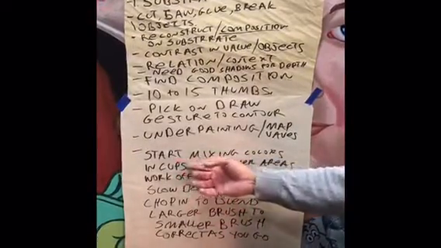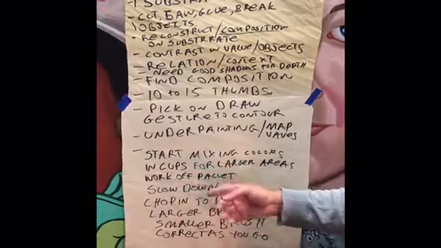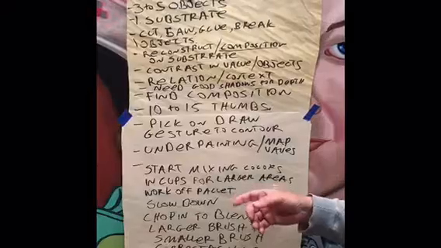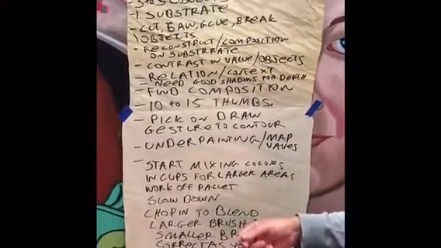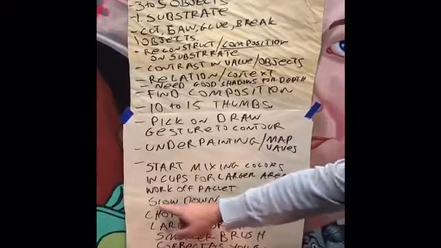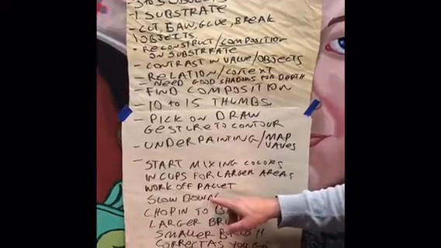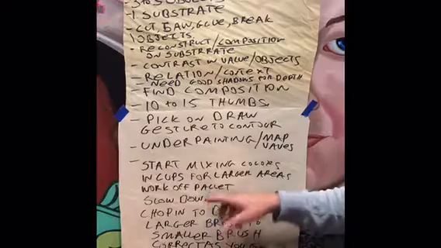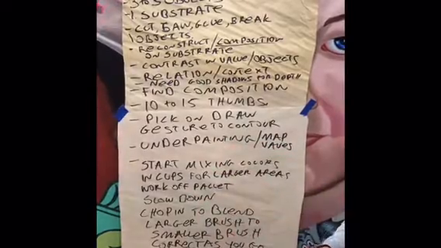You want to start mixing colors in cups for larger areas, and then in smaller areas, you can just pour out of the cup onto a palette and work off the palette or straight out of a tube, and really slow down. This is going to be a 3-week long project, so you don't want to try to do it all at once, or else you'll go crazy.